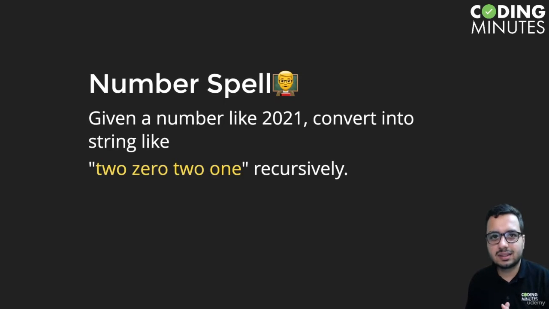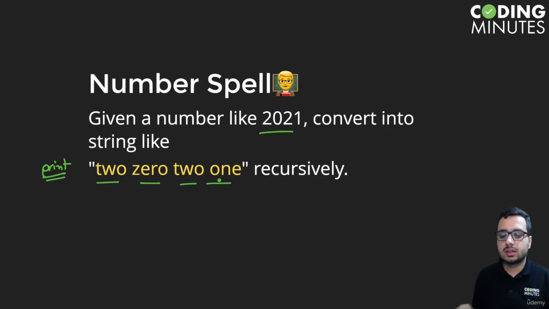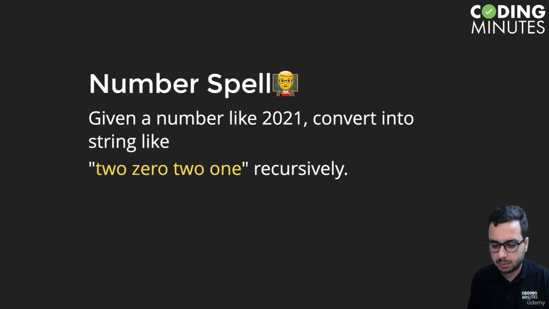Hi everyone, in this lecture we are going to take up a simple problem. We are given a number like 2021 and we want to print the corresponding string. We need to print 2, 0, 2 and 1. The digits in this number would be in the range 0 to 9, as given in the problem, and for every digit we need to print the corresponding string. So let's see how we can solve this problem.